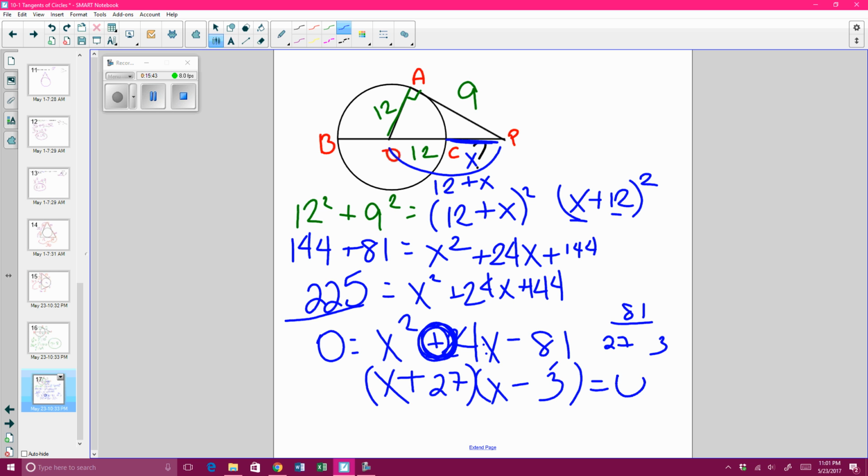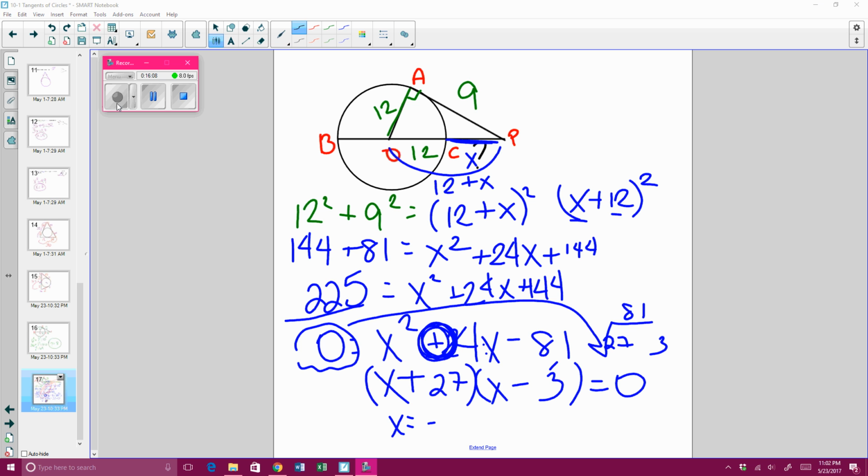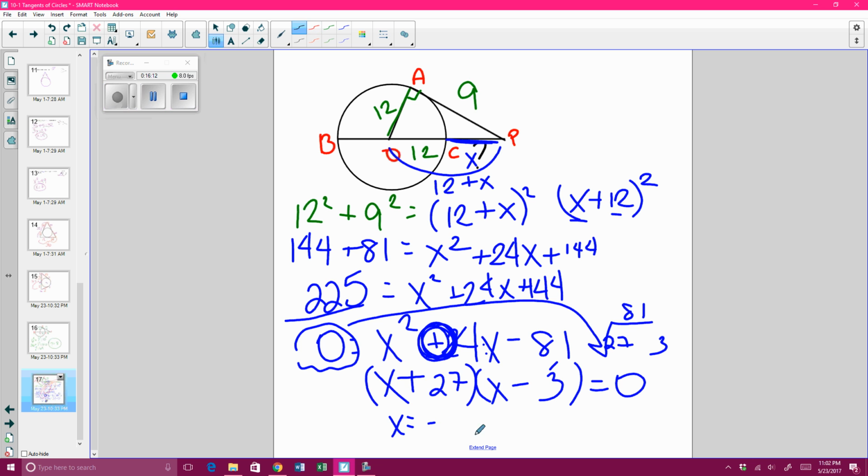Remember, this equals 0. I'm just bringing this 0 from the left-hand side over. Now, separately, both of these parentheses equal 0. So that means that in this case, x could equal negative 27, or x could equal positive 3.